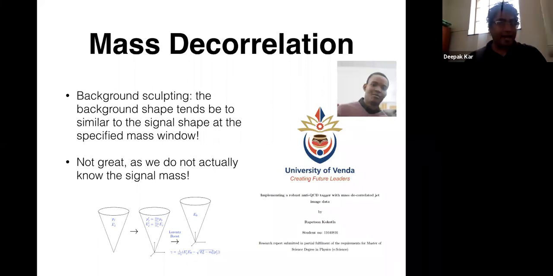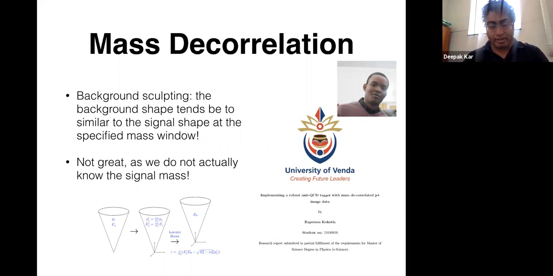But this is really bad if you are looking for a jet which is coming from a new particle. We don't know the mass. But then the background sculpting would really make our search very inefficient, because we do search in different mass ranges, and we don't want to do that. So we try to come up with different techniques.